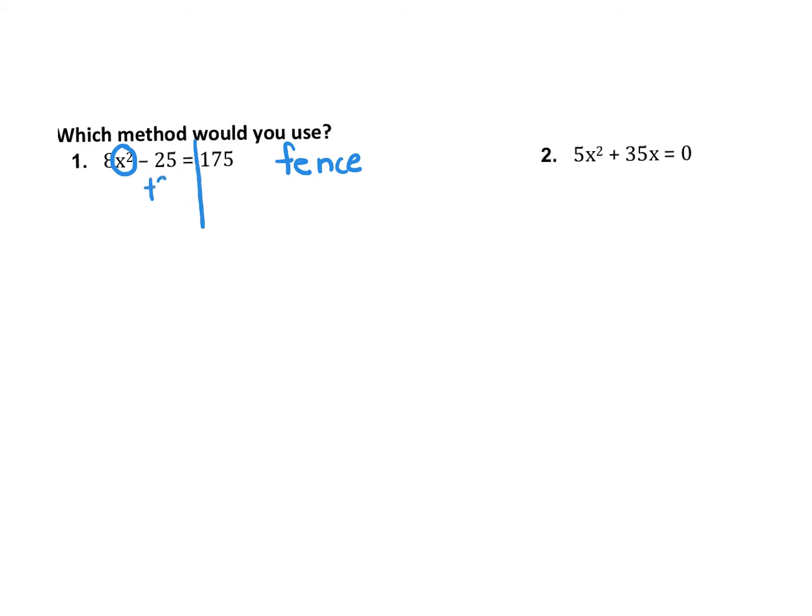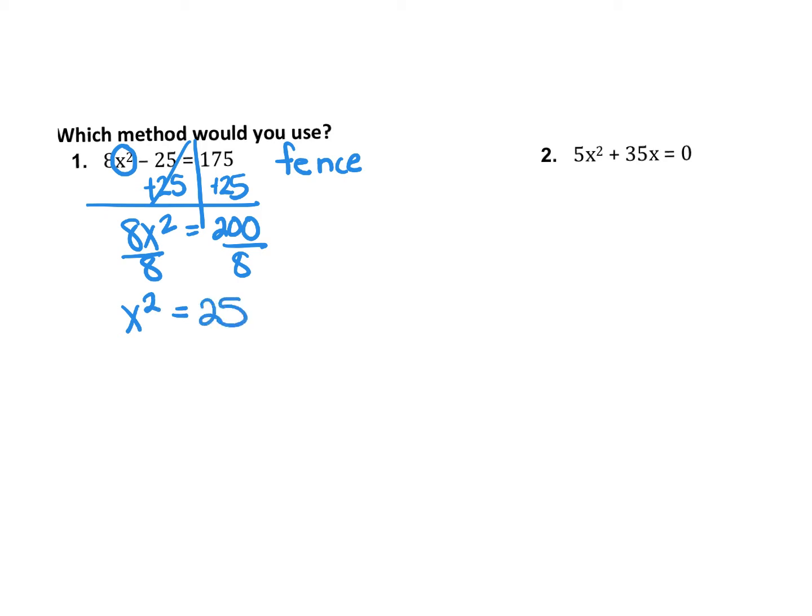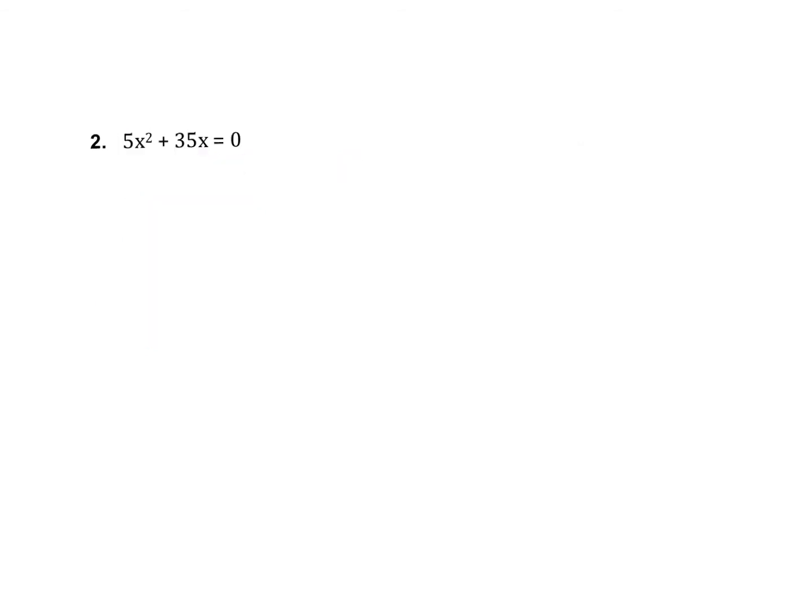We would start by adding the 25, and then we'd have 8x squared is equal to 200, divide by 8, and we'd have that x squared is equal to 25, and then we would take the square root. So x would be equal to plus or minus 5. All right, so let's take a look at the next one.